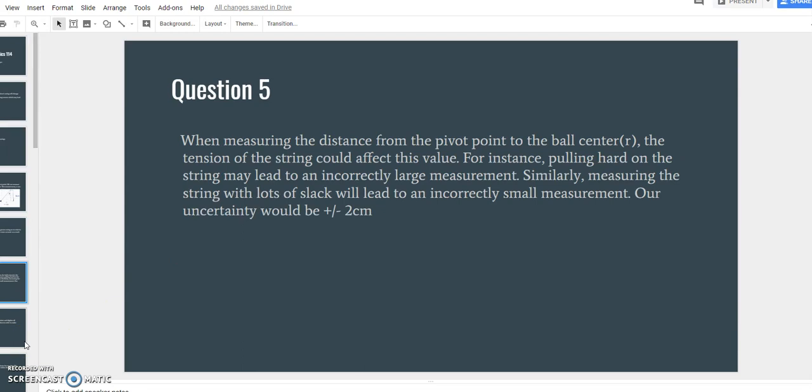Question 5. What is your uncertainty in your measurement of the distance in step 4? When measuring the distance from the pivot point to the ball center, the radius r, the tension of the string could affect this value. For example, pulling hard on the string might lead to an incorrectly large measurement of the radius length, and in the same manner, measuring the string with lots of slack, so when the string is loose and not completely taut, will lead to an incorrectly small measurement. We estimated that our uncertainty would be plus or minus 2 centimeters.